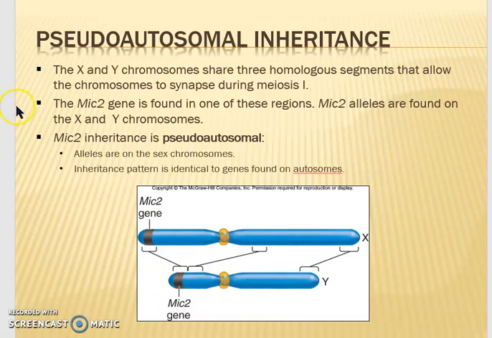Okay, so pseudo-autosomal inheritance is going to be this MIC2 gene here, which is an example of pseudoautosomal. So the alleles are on the sex chromosomes, and the inheritance pattern is identical to the genes found on the autosomes. So you can see that here and here.